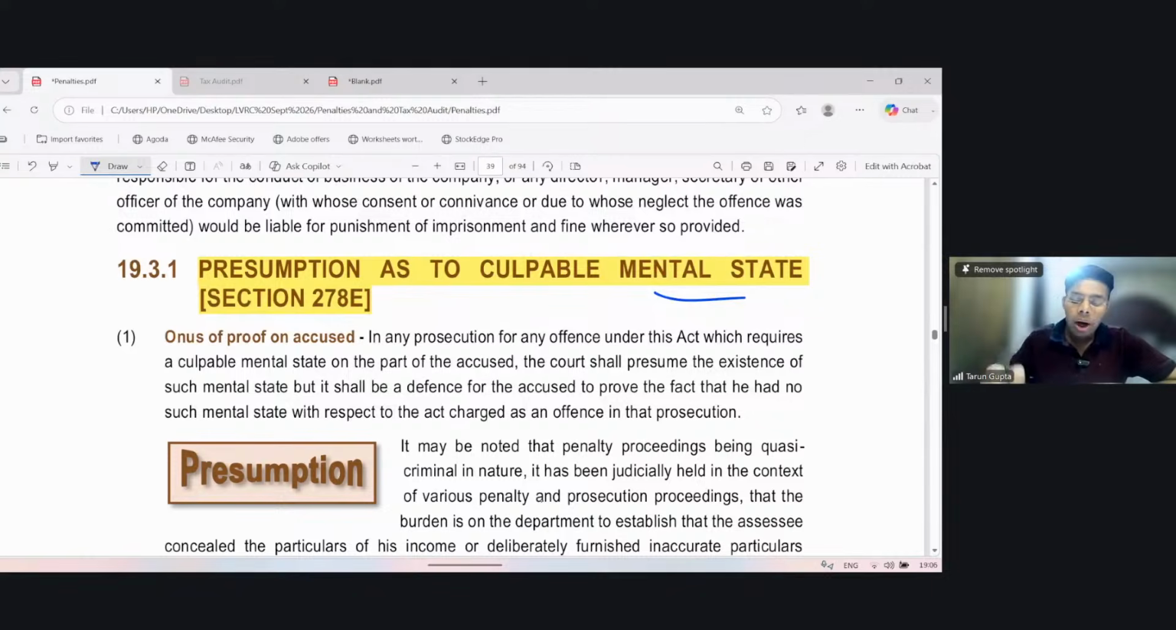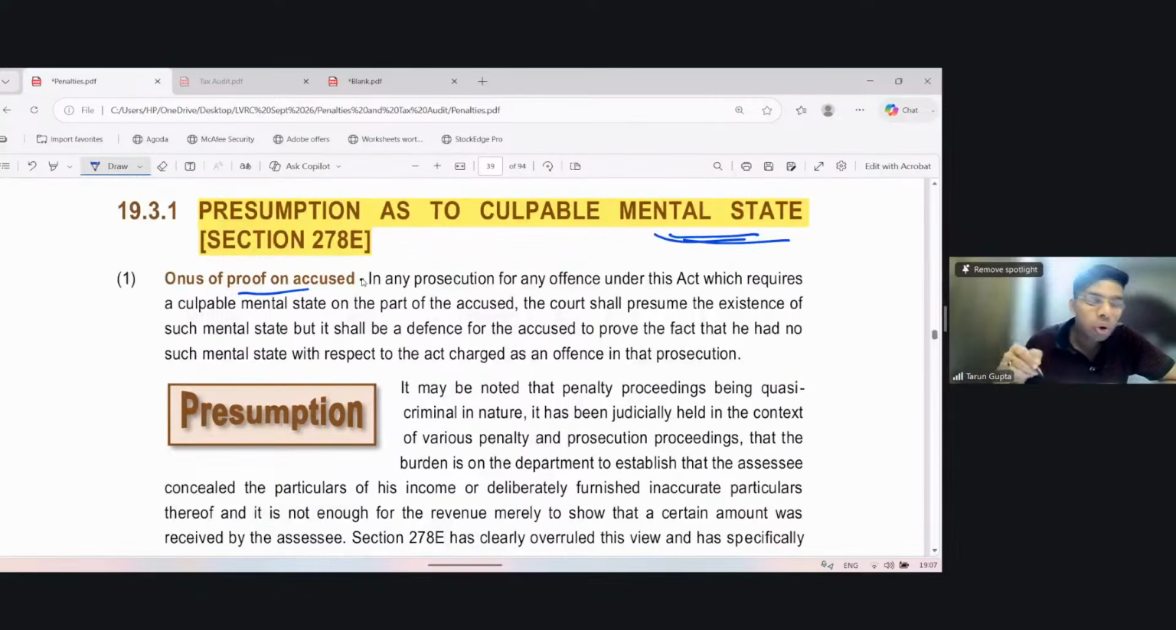Okay. So the law presumes that if any default has been incurred, it was incurred with full intention. And the assessee has to prove otherwise with documents. So the onus to prove that there is no culpable mental state is on the assessee. It's not on the department, because now under section 278E, the court has to presume that the person making the default has a culpable mental state. Onus of proof is on the accused, not on the department.